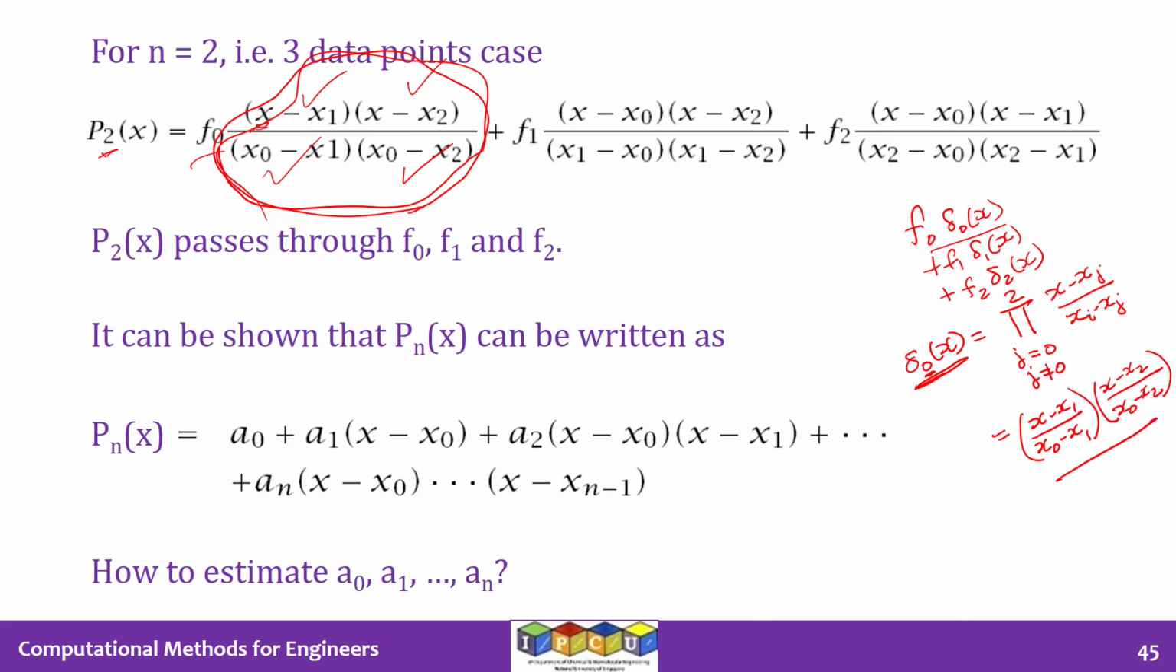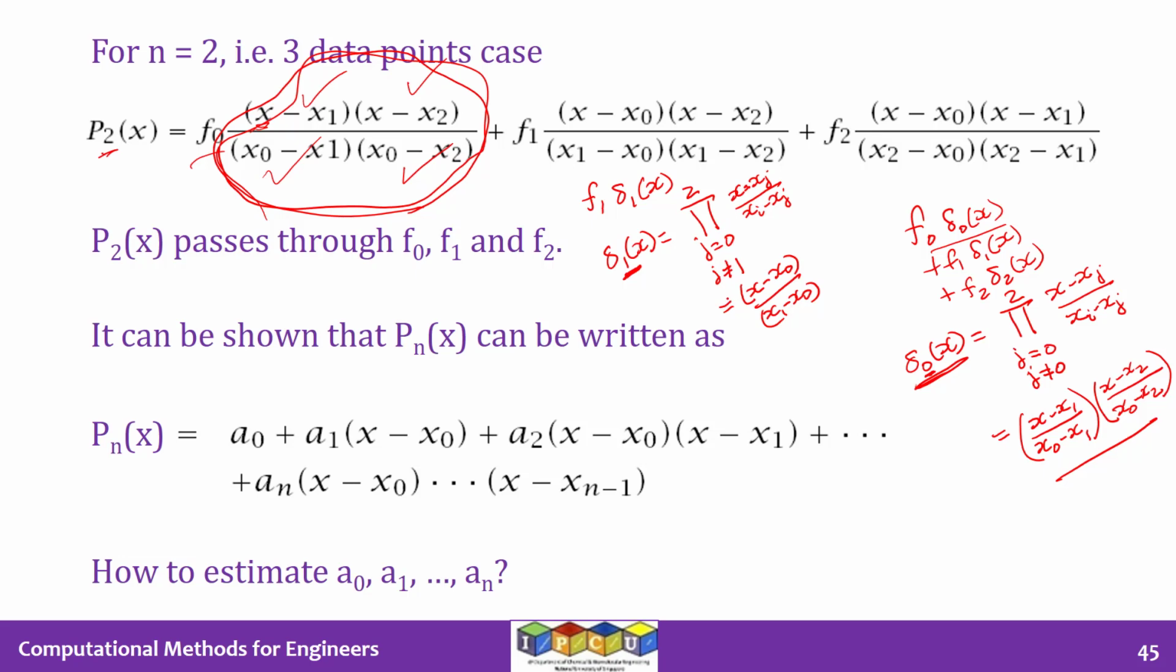Now, when you come to the second term, it is going to be f1 delta 1 of x. So here i is equal to 1. So delta 1 of x will be equal to the product. j goes from 0 to 2 and j should not be equal to 1 because i is equal to 1 here in delta 1 of x. So this is going to be x minus xj divided by xi minus xj. So you have to start at j is equal to 0. So we are going to have x minus x0 by x1 minus x0, because i is equal to 1 here. We are looking at delta 1. So this is the first term.